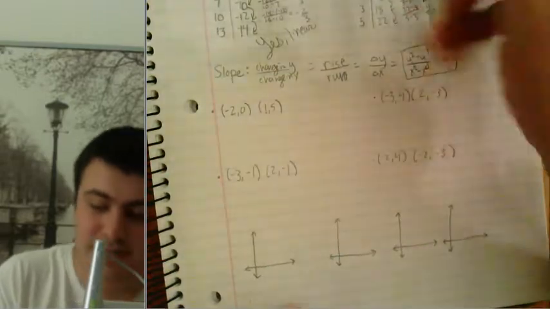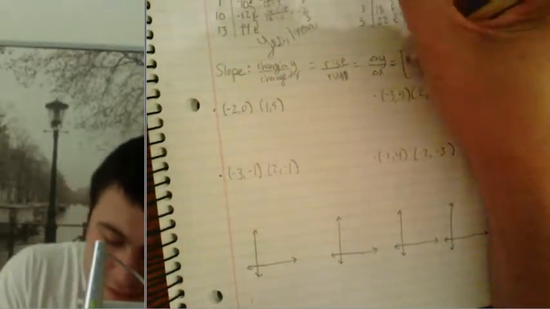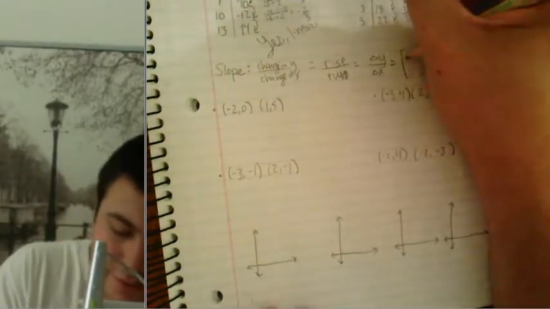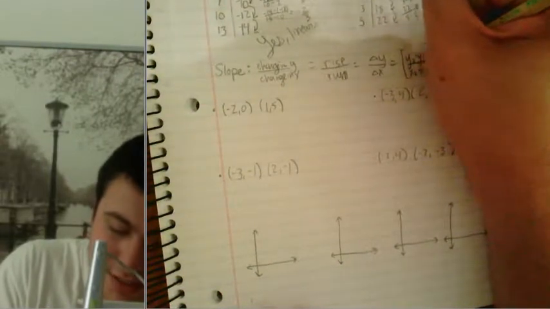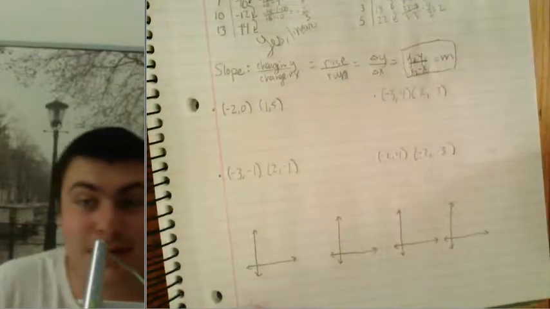And these shouldn't be exponents, they should be subscripts. We have y2 minus y1 over x2 minus x1. My bad on that. That's why we use pencil.